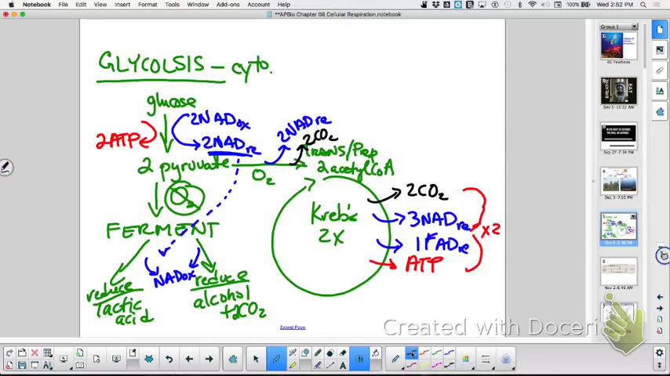Then I take all my reduced NADs and FADs, and those will be here, here, here, here, right? How many total NADs will we have? 10. How many FADs will we have? 2. Okay? Those I'm going to take to the top of the ETC.